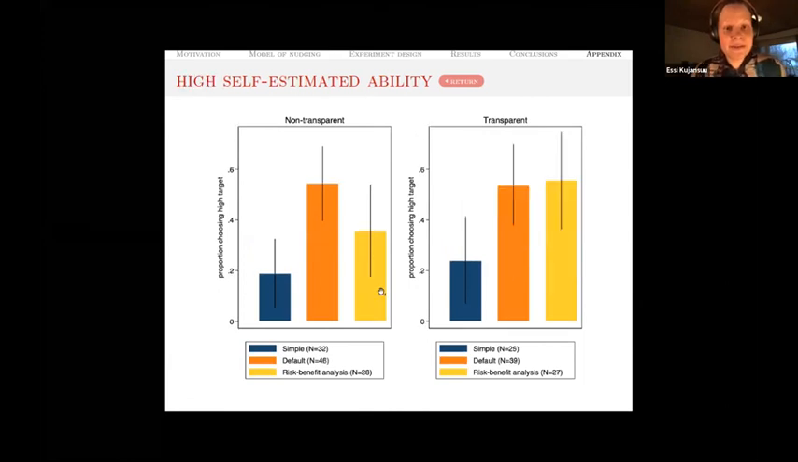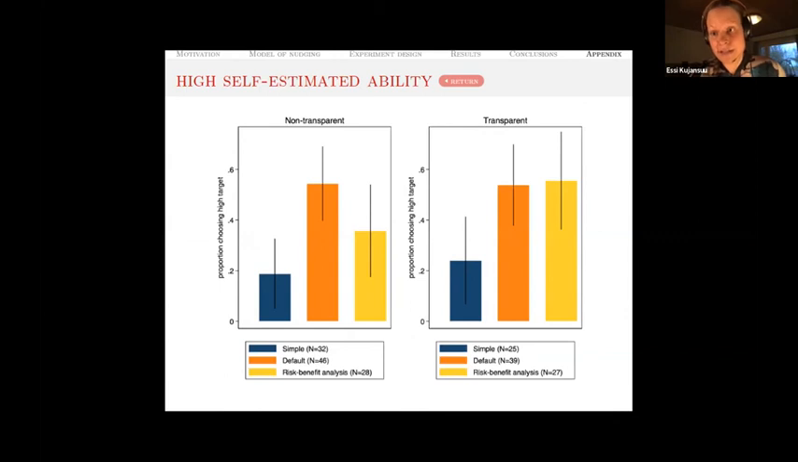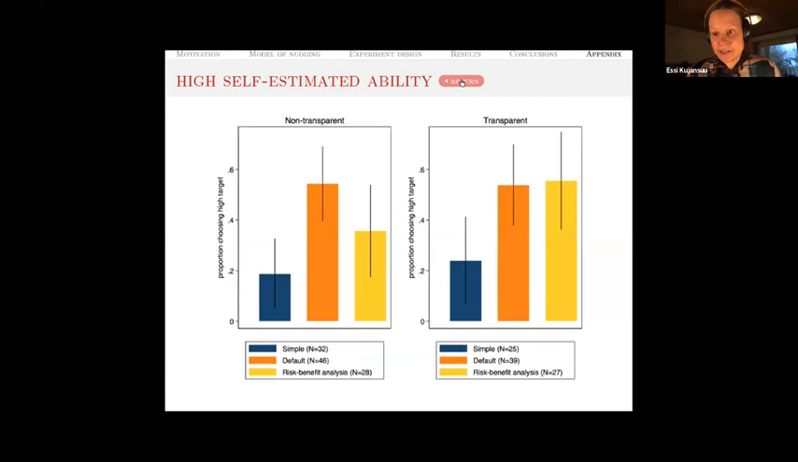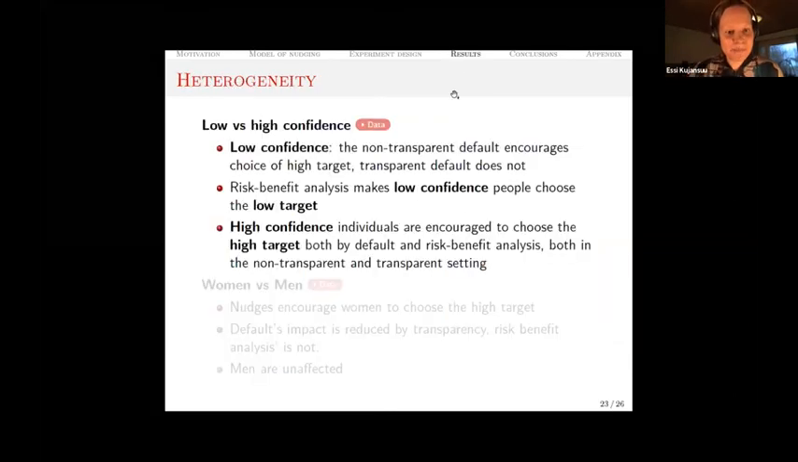If we look at the people who estimate their ability to reach the high target as good, they are affected by both nudges in similar magnitude, and transparency does not affect their choice, which is sort of expected: if this is the choice you should make, it doesn't matter how your nudges are coming to you.